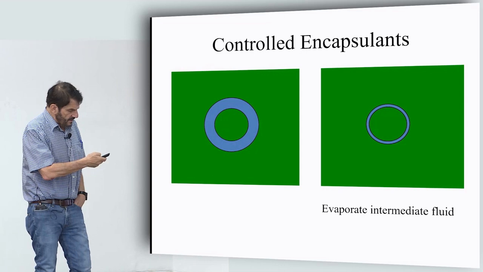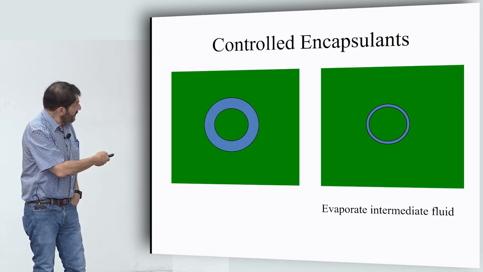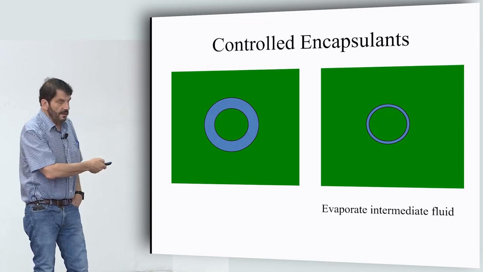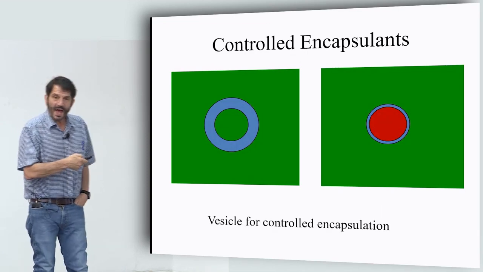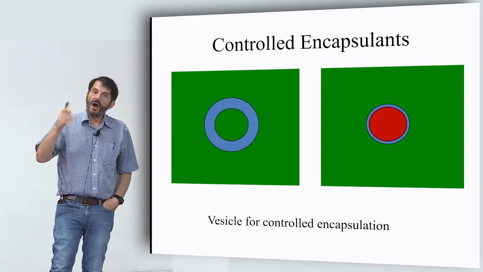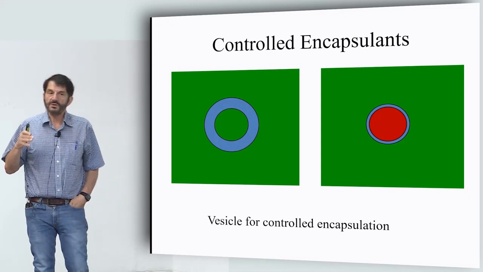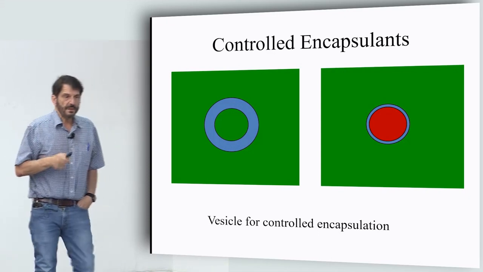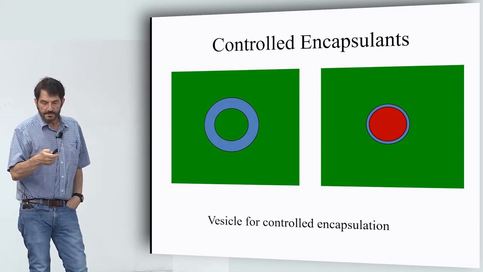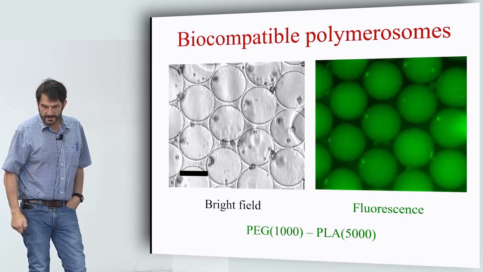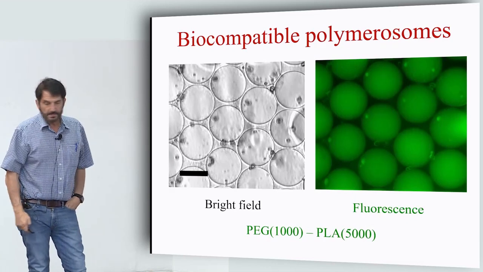But what's really interesting is that this fluid and this fluid are completely different flow streams. So if we want to encapsulate something, which is what you often want to do with these structures if you're doing drug delivery, you encapsulate absolutely perfectly because you're just using completely different flow streams. Here's an example where we made a polymerisome.